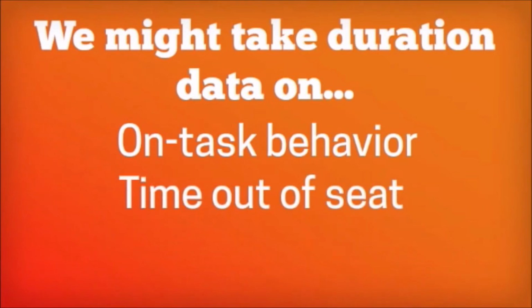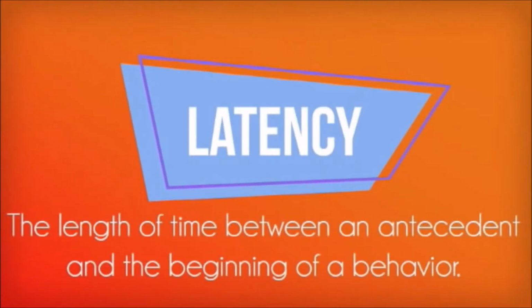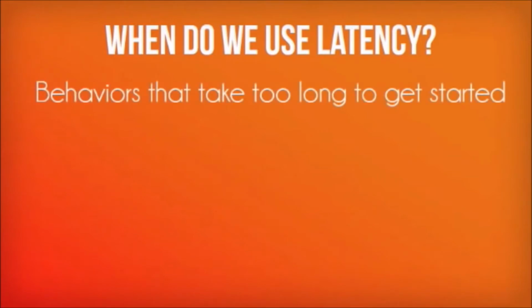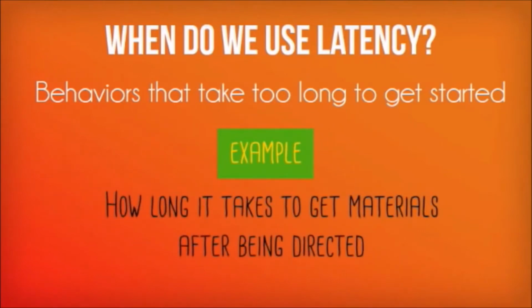Another dimension of behavior in which we might be interested is latency, and latency is defined as the length of time between an antecedent and the beginning of the behavior. We use latency data when working with behaviors that take too long to get started. For example, we might be interested in how long it takes students to line up after we give them a prompt to line up. Or we might be interested in how long it takes students to get out their materials after we tell them to get out their materials.